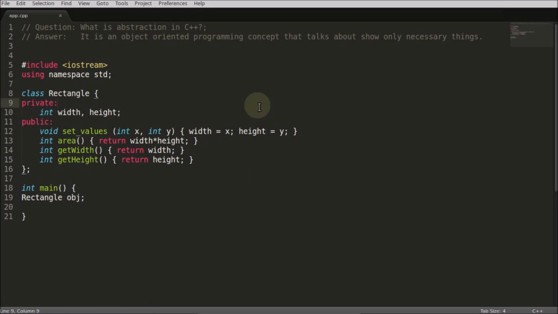Hello friends, welcome to another C++ interview question. And the question is, what is abstraction in C++? Okay, so the answer is, it is an object-oriented programming concept that talks about showing only the necessary things.